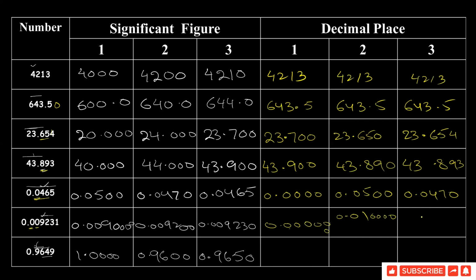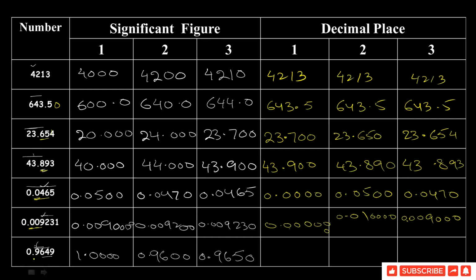Now next one up to 3 decimal place. So 3 decimal places is 9. So after this 9 you have 2. 2 is less than 5, so you will discard it and do not add any number to it. So it becomes 0.009 after this 3 zeros. Okay.